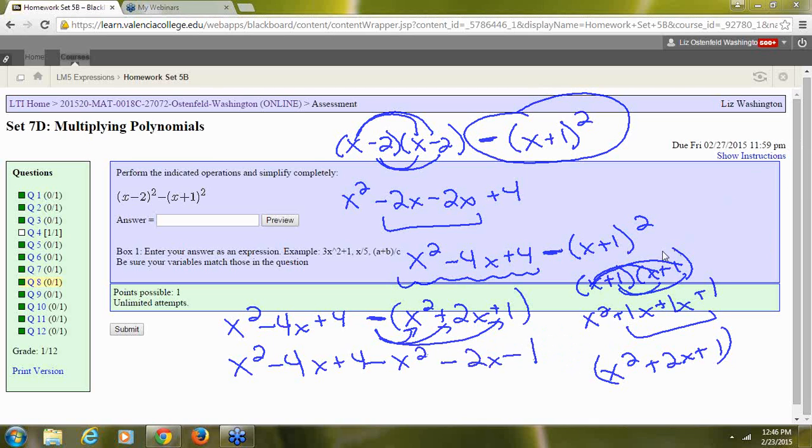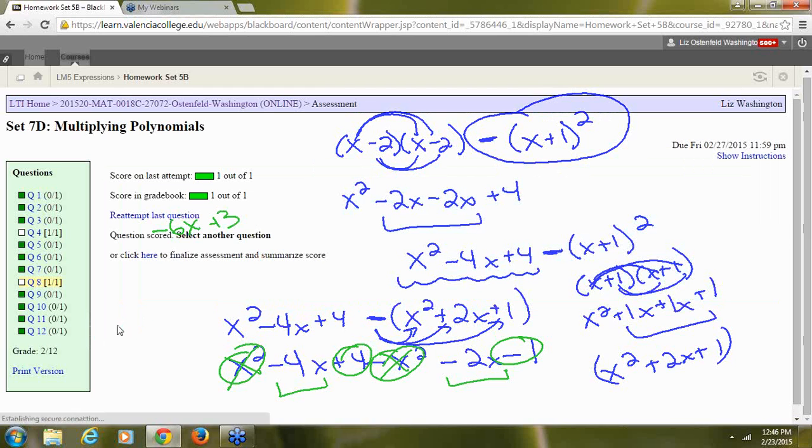Again, once you do all that, it's all about those like terms. My x squareds actually cancel because I have one positive and one negative, so they actually disappear. I have negative 4x and negative 2x, which gives me a negative 6x. And then I have a positive 4 and a negative 1, which gives me a positive 3. So I'm going to go ahead and try to type that in to see how my answer likes me. We got negative 6x plus 3. I'm going to preview it, which is always good, and then submit.